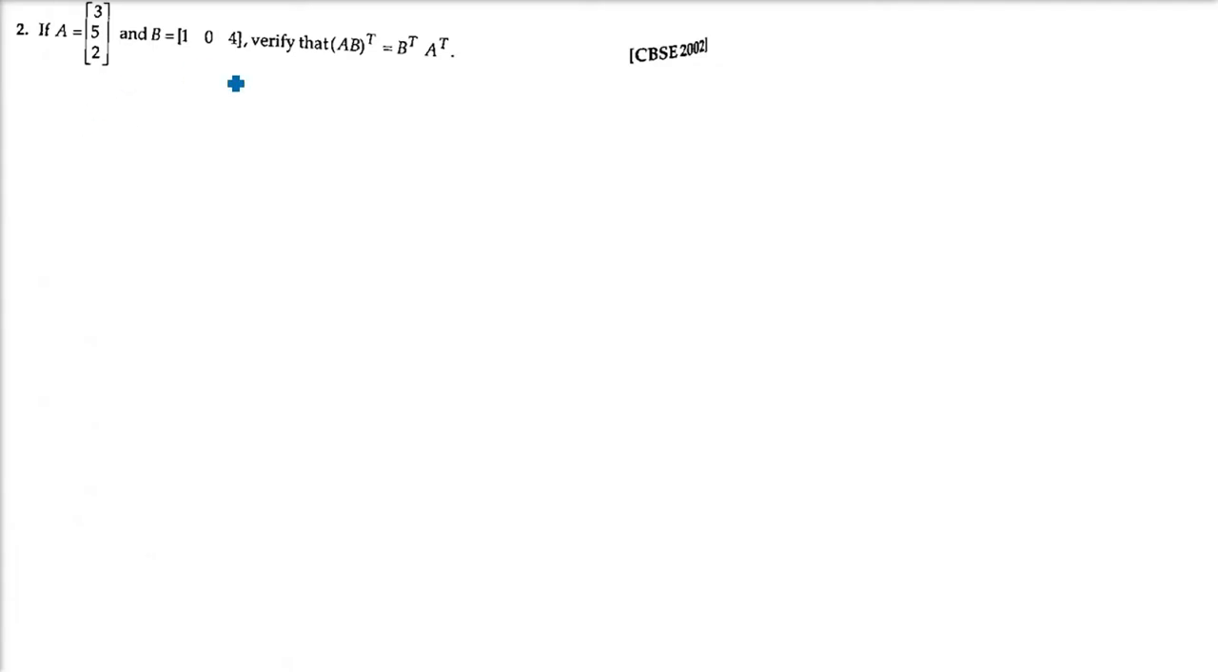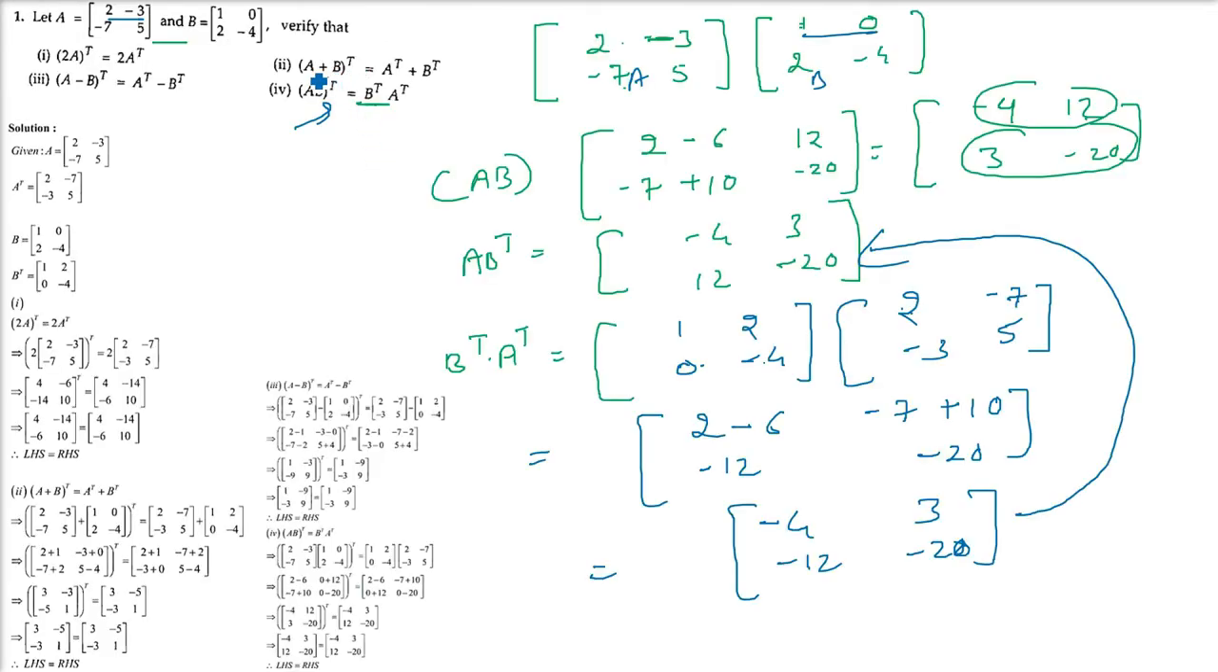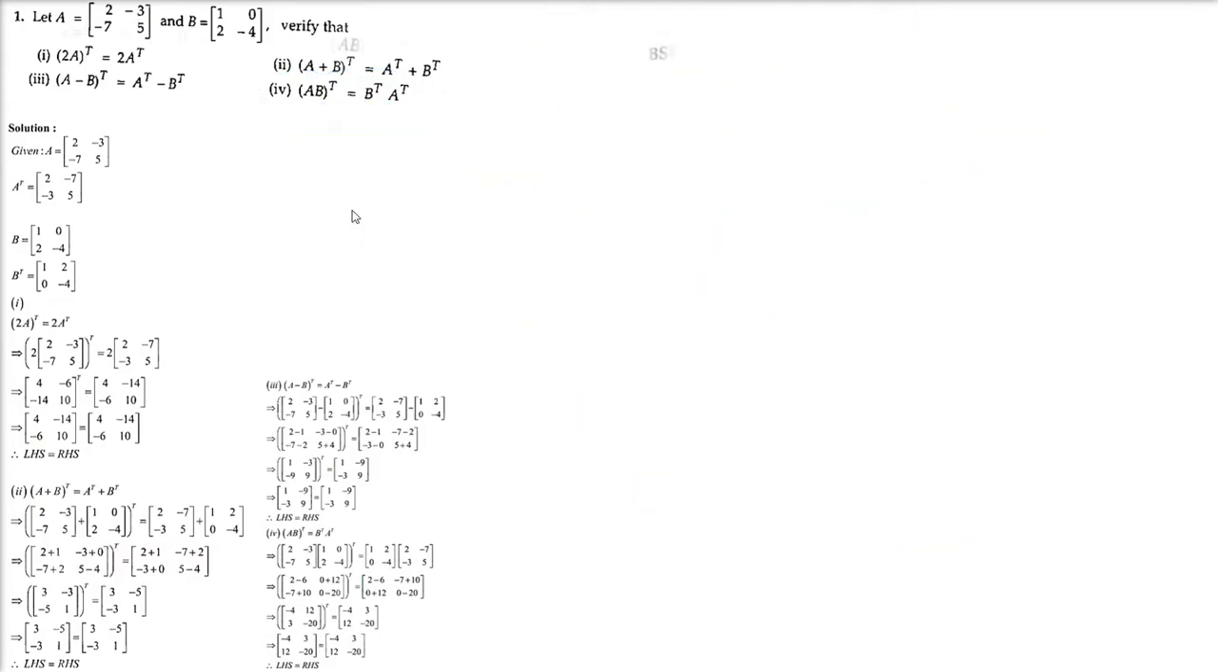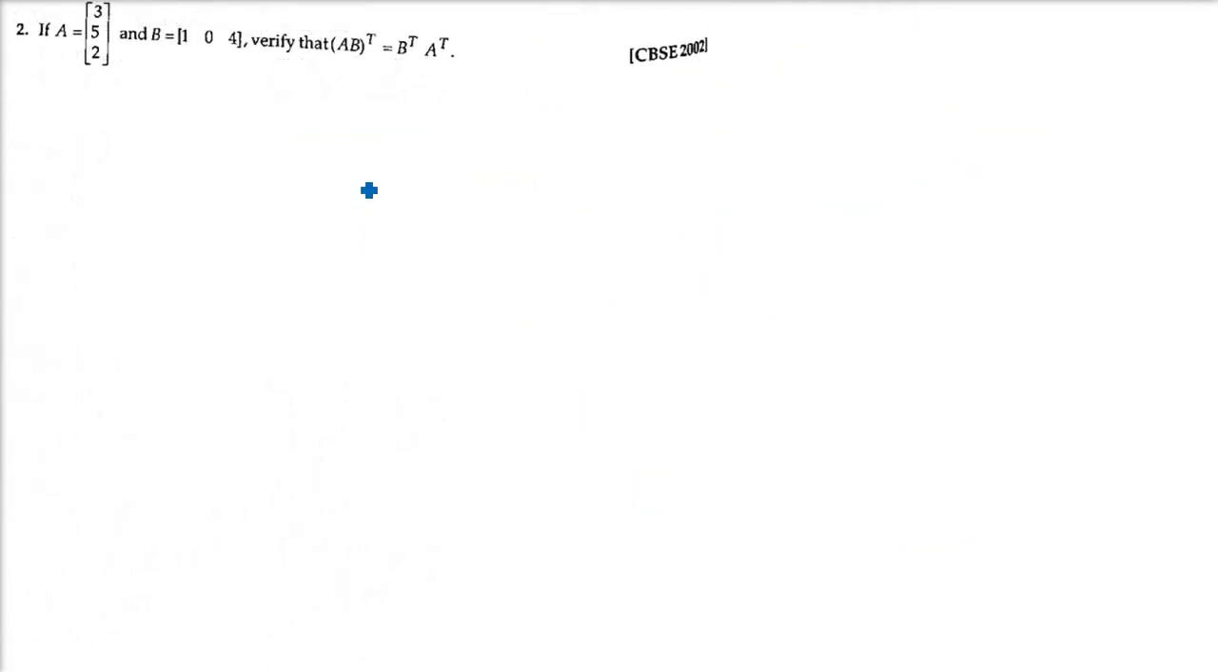Now A is this, B is this, AB transpose and B transpose A transpose. We have just done a question like this. As I said, these all parts are repeated. That's why I did the first part. And see, A into B is possible or not. A is 3 rows and 1 column, B is 1 row, 3 columns. So the multiplication is possible.